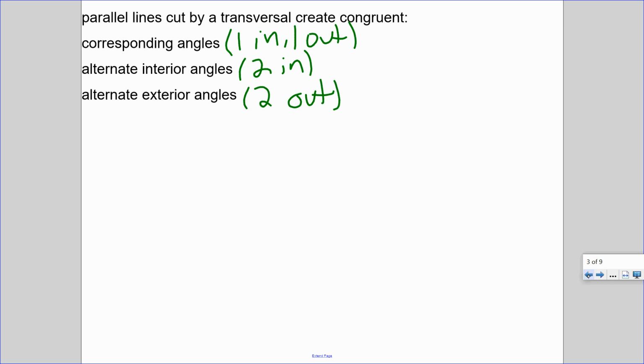Then it's either corresponding angles if it's one inside, one outside the parallel lines, alternate interior angles if they're both inside the parallel lines, and alternate exterior if they're both outside the parallel lines.